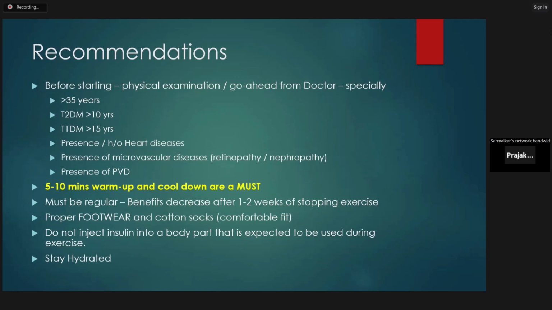Again, they say that if you stop your exercises for 1 or 2 weeks, you're going to diminish all the benefits you've made, all the progress you've made. So try and stick to 5 days a week. You can take a 2-day break in the 7 days.